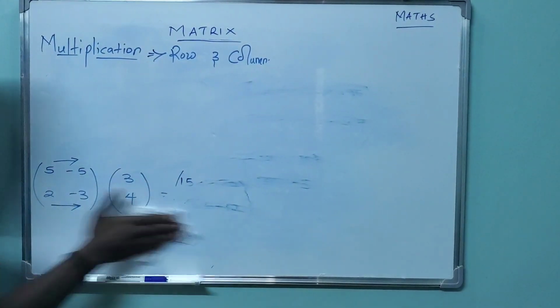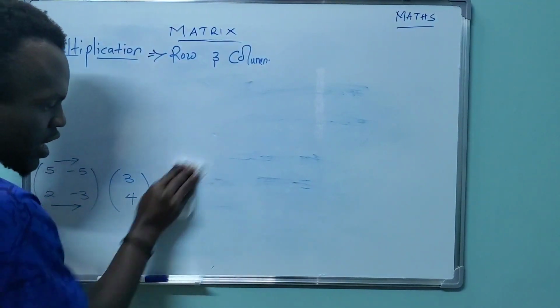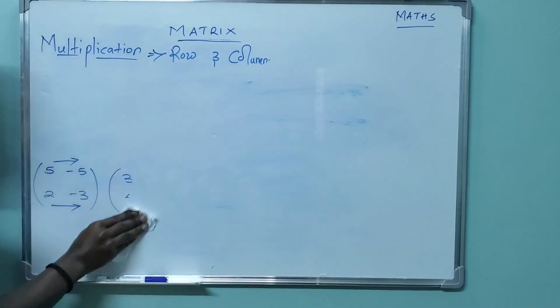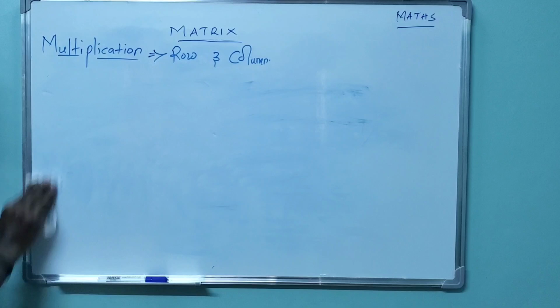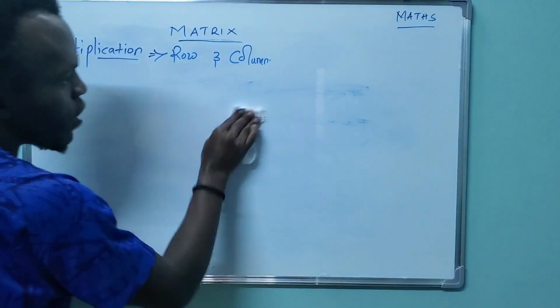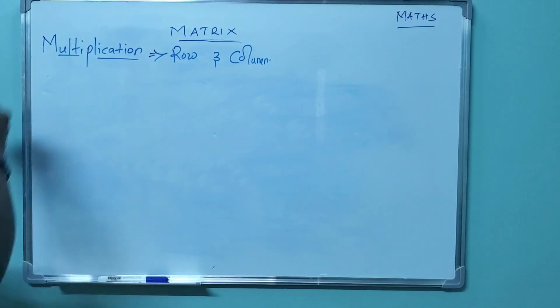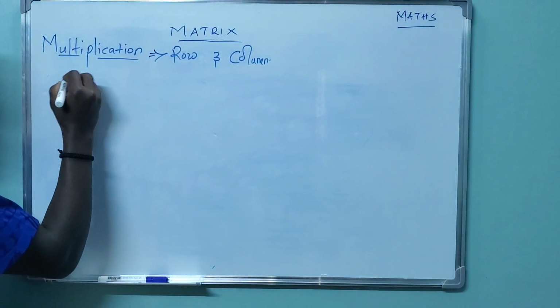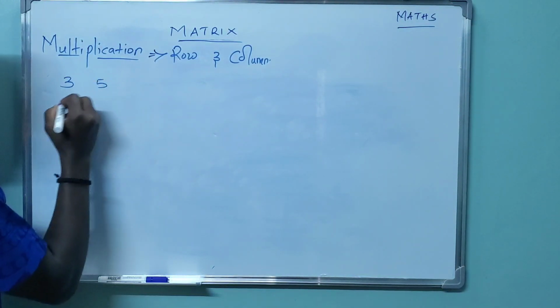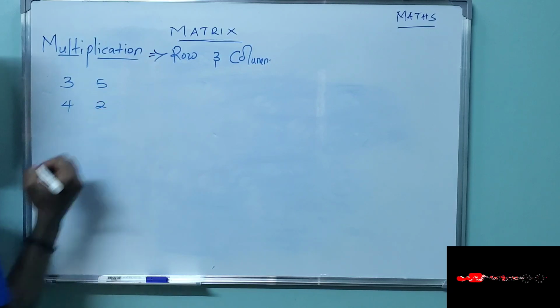With this kind of working, you really require a lot of practice. So once you do it here, you need to do quite a lot of practice. So suppose you've been given a matrix like this. You've been given a matrix like maybe 3, 5, 4, 2.